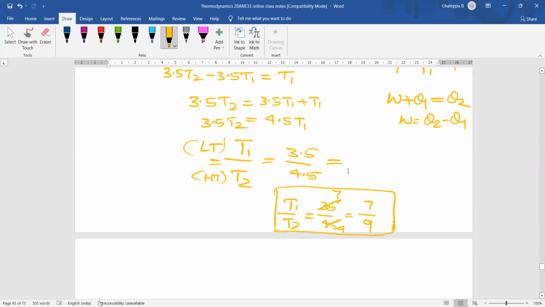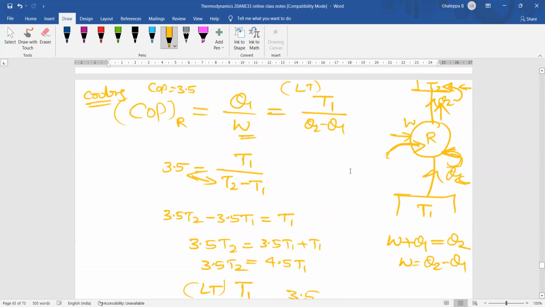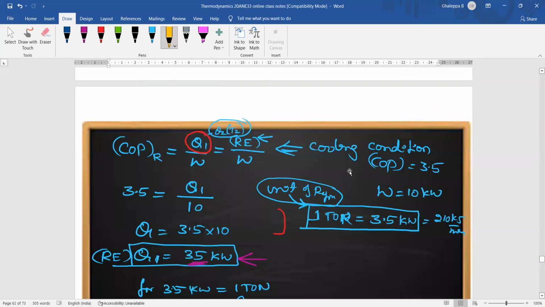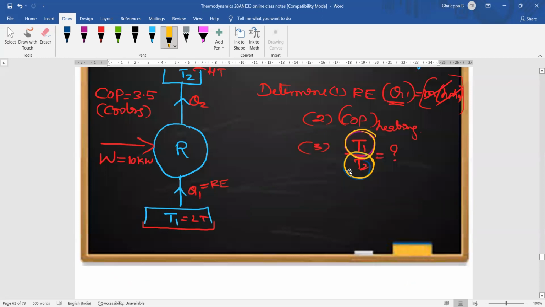So this is a simple solution for this question paper. This is a model question paper. It will be asked for 10 marks. If you have any doubts, you can mention in the comment section or you can ask me.